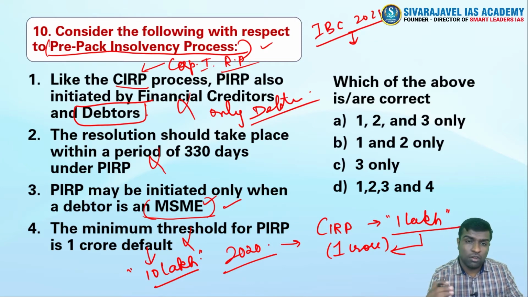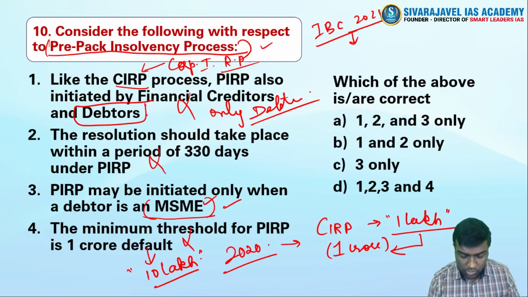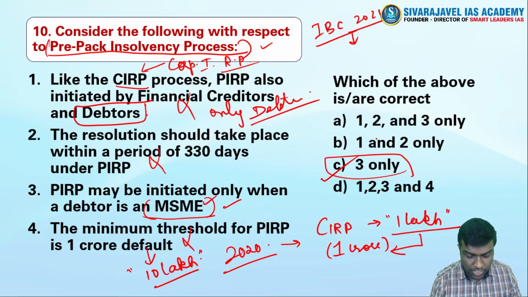Unlike the normal process of the IBC, where a financial creditor or a bank which has given credit can initiate IBC proceedings, here the bank cannot. Only the debtor himself has to come and initiate Prepack insolvency process. Clear? So only 3 will be correct here. So the correct option is option C.